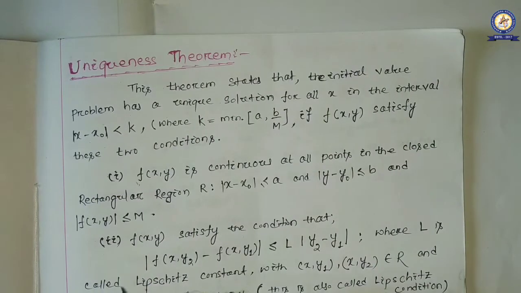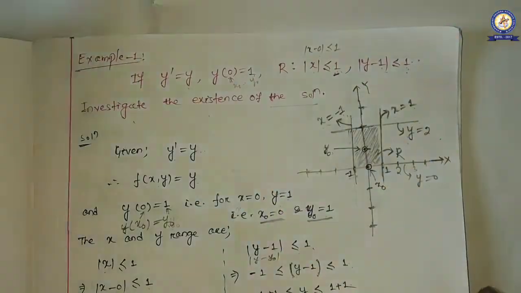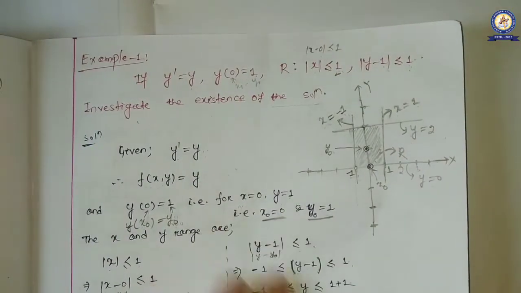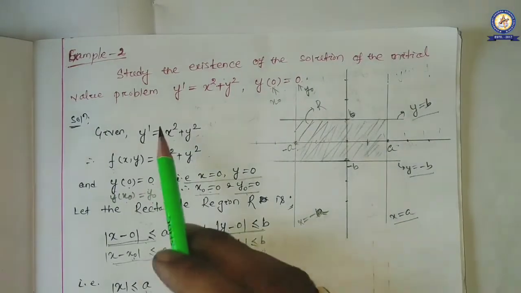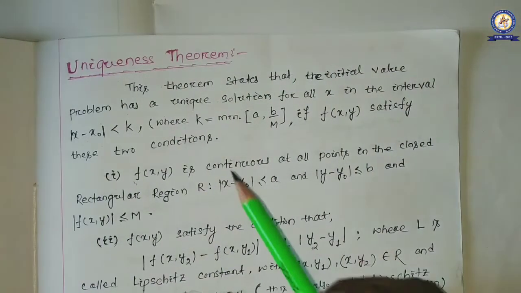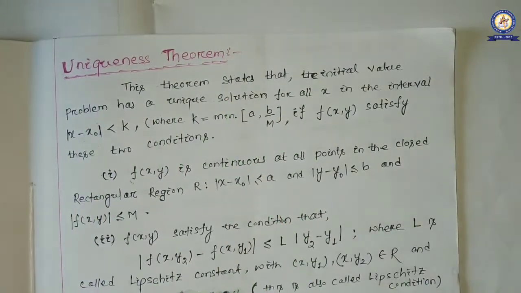In our previous class, we discussed in detail the existence theorem and its corresponding numericals. This one we have discussed in detail, and another example also we have discussed. This one also we have discussed in detail. And today in this class we have to discuss the uniqueness theorem. Okay, so let's start.